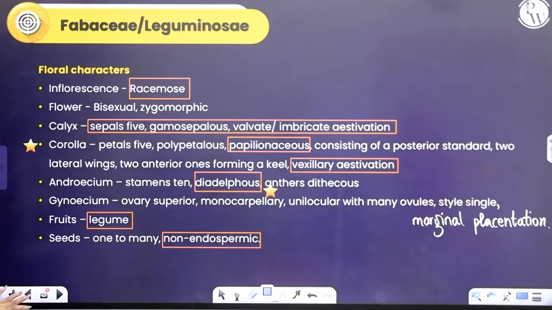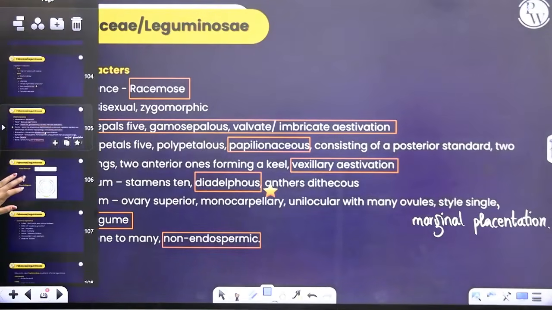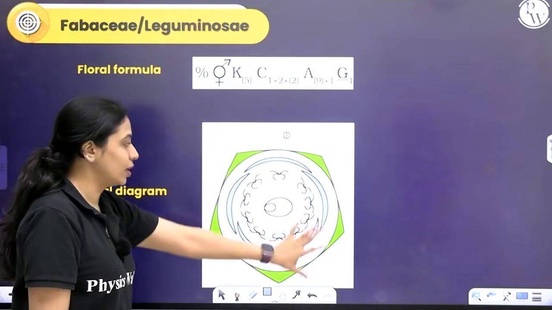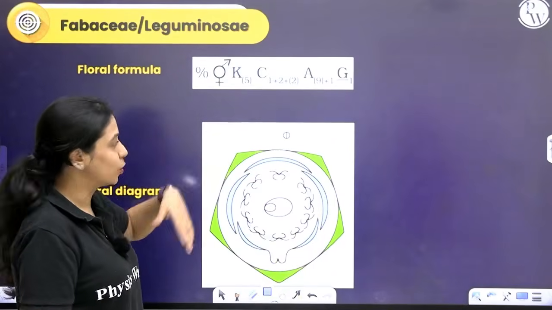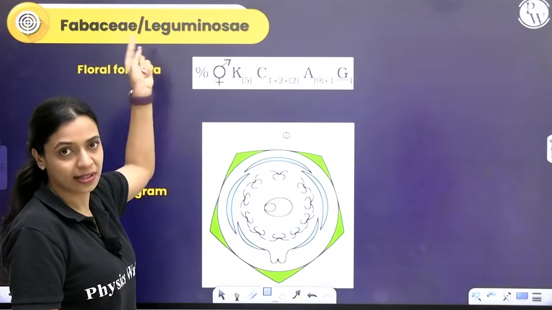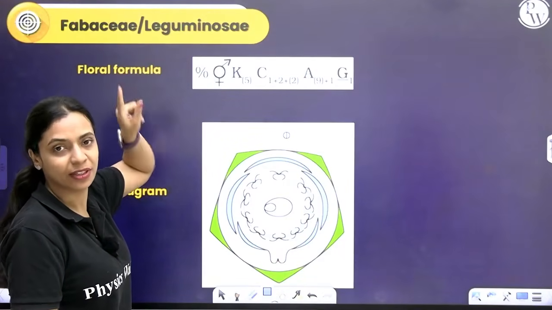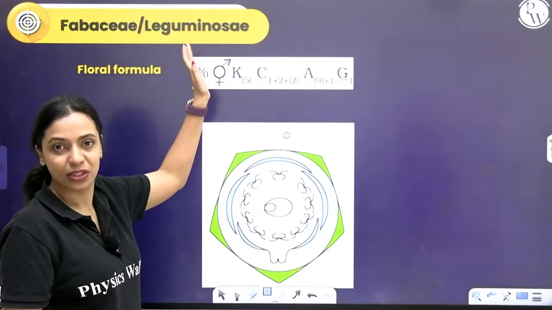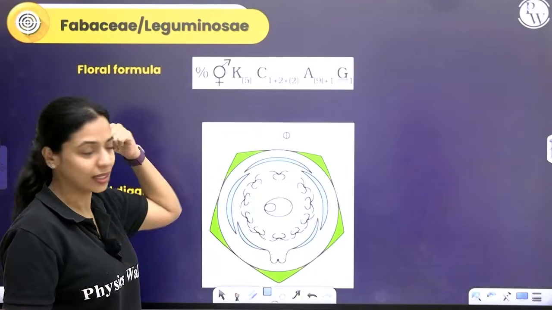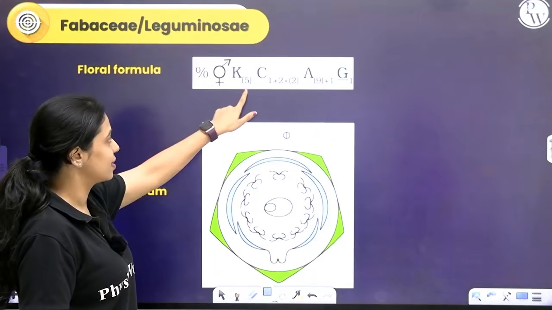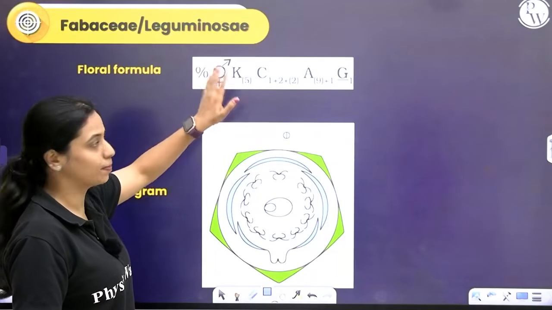Now let's look at its floral formula and floral diagram. This is what the floral diagram of a pea plant, or Fabaceae family, looks like. This is the floral diagram. We already know that it's zygomorphic, so we are representing it with the percentage symbol. It is bisexual. You have Androecium and gynoecium within the same flower, so you have bisexual. The sepals are fused. There are 5 sepals, K subscript 5 enclosed within brackets.